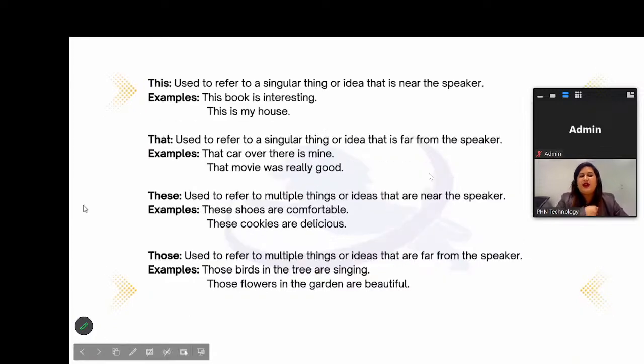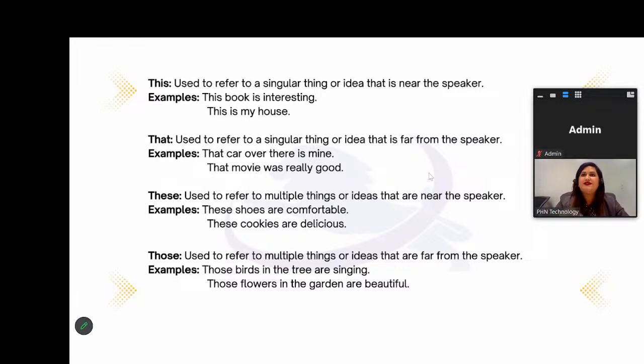Yes. Now, a lot of people don't understand this, that, these, those, where we are supposed to mention these words. Okay. So now we are going to understand where these words are used. Now, this is referred to a singular thing or idea that is near the speaker. So now, for example, this book is interesting. This is my house. Now you're showing something to a person, right?